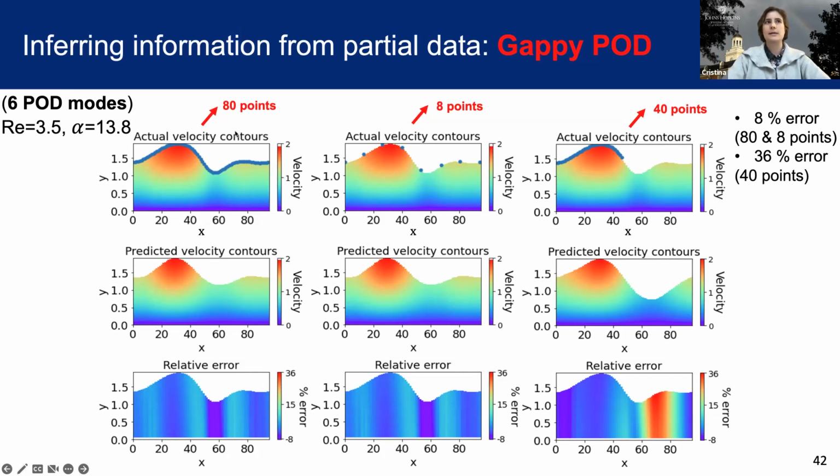For the first case, we have 80 points that are equidistant along the interface. For the second column, we have 8 points that are also equidistant. And for the last example, we have 40 points that are only known in half the spatial domain. At those locations, we are measuring the amplitude of the wave, and we are using Gappy POD and Gappy diffusion maps. But here the results are for Gappy POD, to reconstruct from those measurements the full velocity contours.